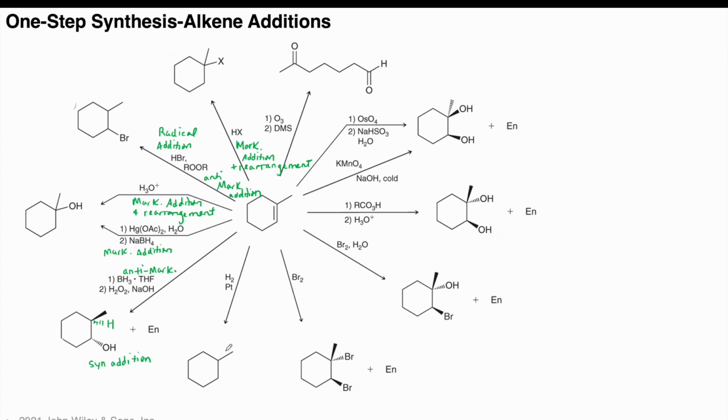We observed addition of H2 to an alkene. We called this hydrogenation. This is a syn addition. So if the stereochemistry were shown, the two new hydrogens will be on the same side as one another. We saw bromination, where two bromine atoms are added to the alkene. In this case, notice that they are added to opposite sides, so this is an anti-addition.